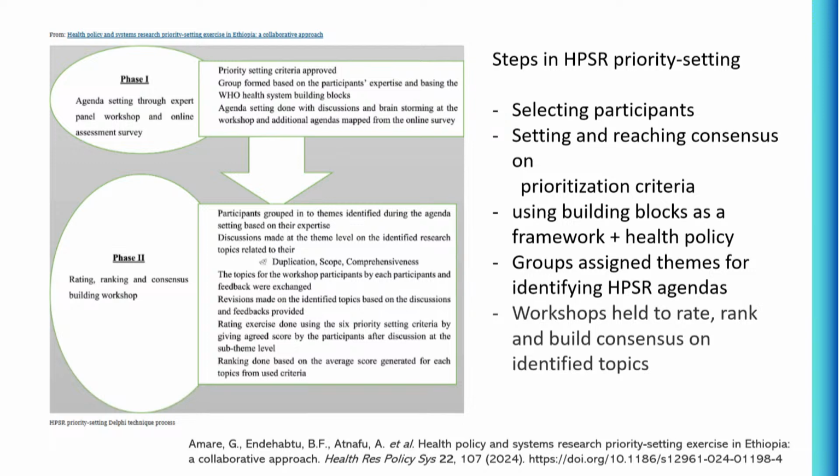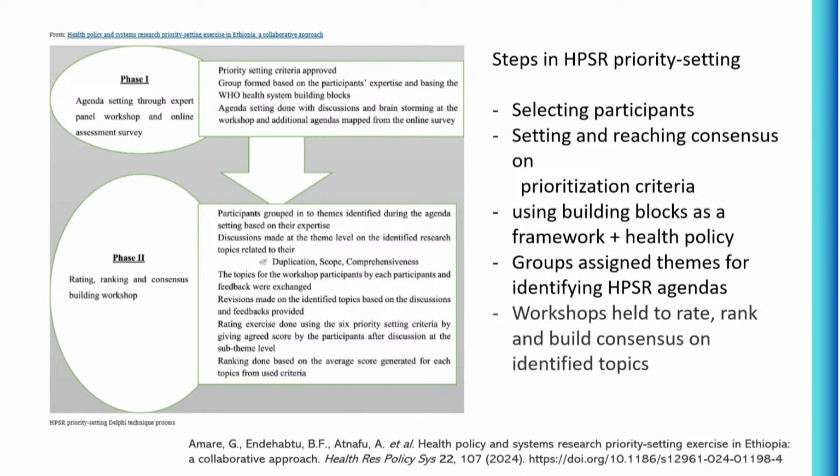So we can look at the paper later, but this is what they did, just to illustrate the process. Basically, it's a consensus generating exercise. In phase 1, they selected participants, and I think they had a mix representing health stakeholders, but also community stakeholders, and a number of intersectoral stakeholders as well. And then they had to set and reach consensus on what were going to be the criteria for prioritizing.